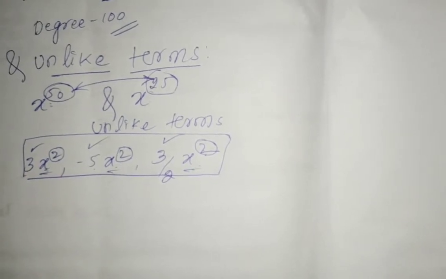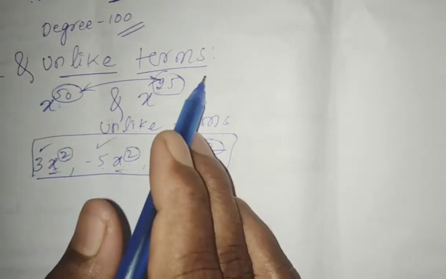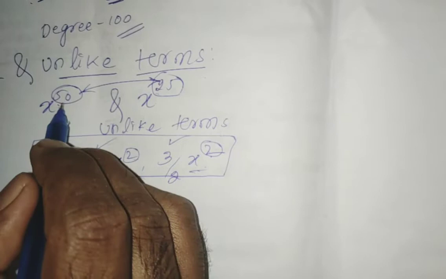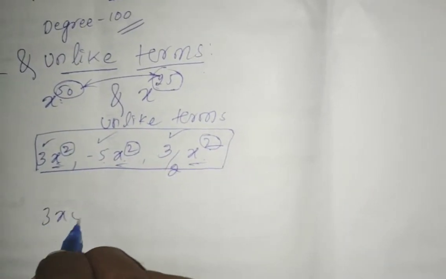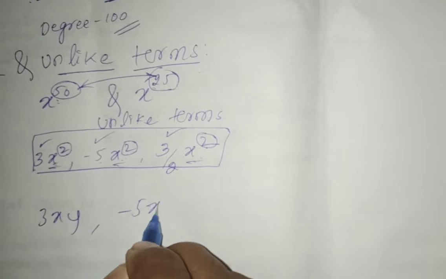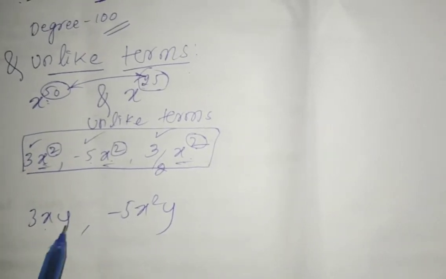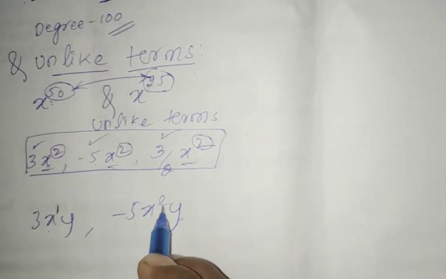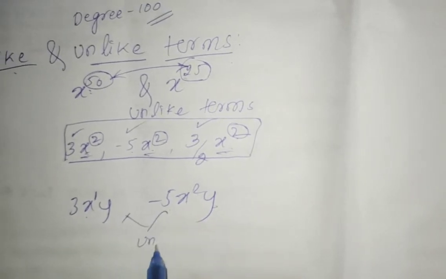I hope you understood this. Yes, then I will go for the next one, unlike terms. Already explained, you see here, unlike terms means you can take any powers, like 3xy minus 5x square y. You may think, sir, the variables are the same, x and x, y and y, but here see, the power of x is 1, here the power of x is 2. Then these two are unlike terms.